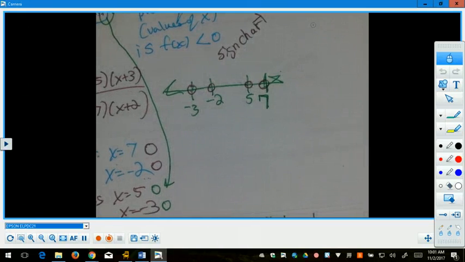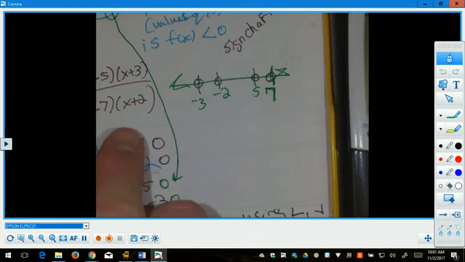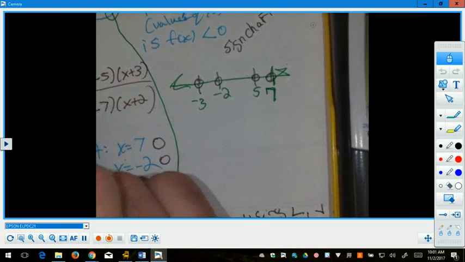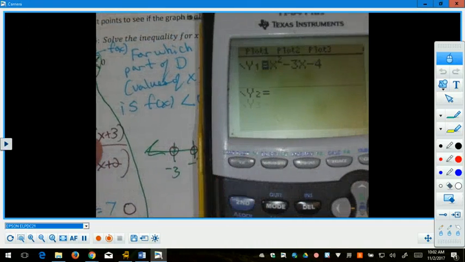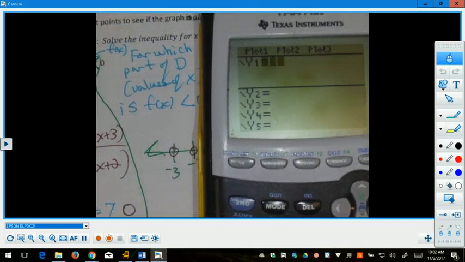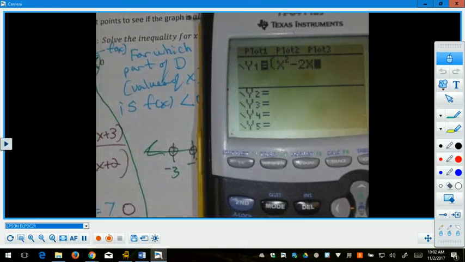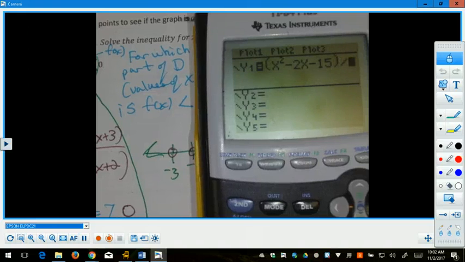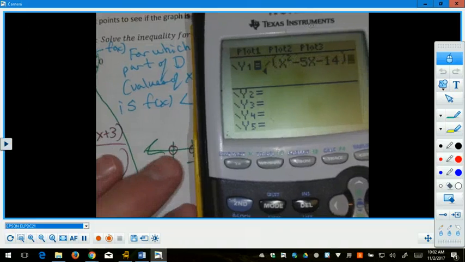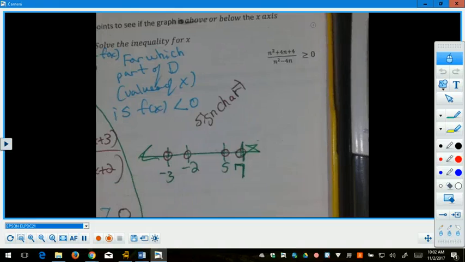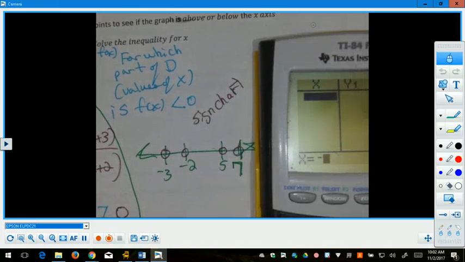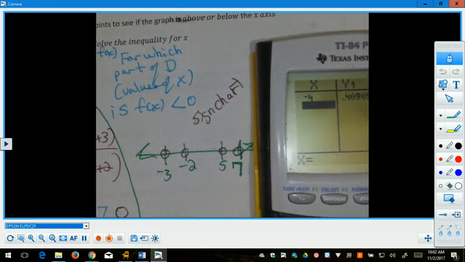So in my graphing calculator, since nothing canceled, I'm just going to go back to my original function and put its numerator in parentheses and its denominator in parentheses. I go to my table, and now I'm going to test something to the left of negative 3, and it gives me a positive value.